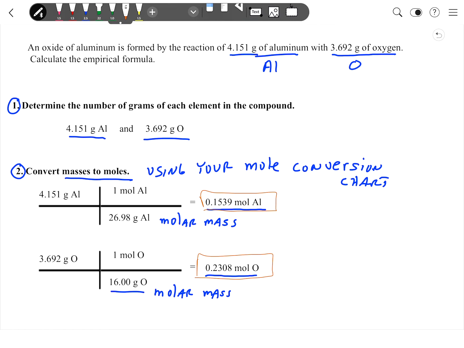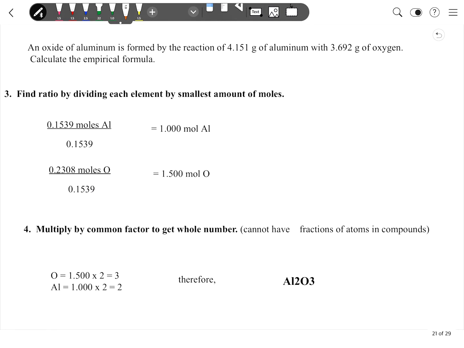What we're going to do now is determine which one of these is the smaller number. The third step is to find the ratio by dividing each element by the smallest amount of moles. Here we have 0.1539 moles of aluminum and 0.2308 moles of oxygen. This number happens to be smaller, so we're going to divide both numbers by it. So 0.1539 moles of aluminum divided by 0.1539 gives 1 mole of aluminum.